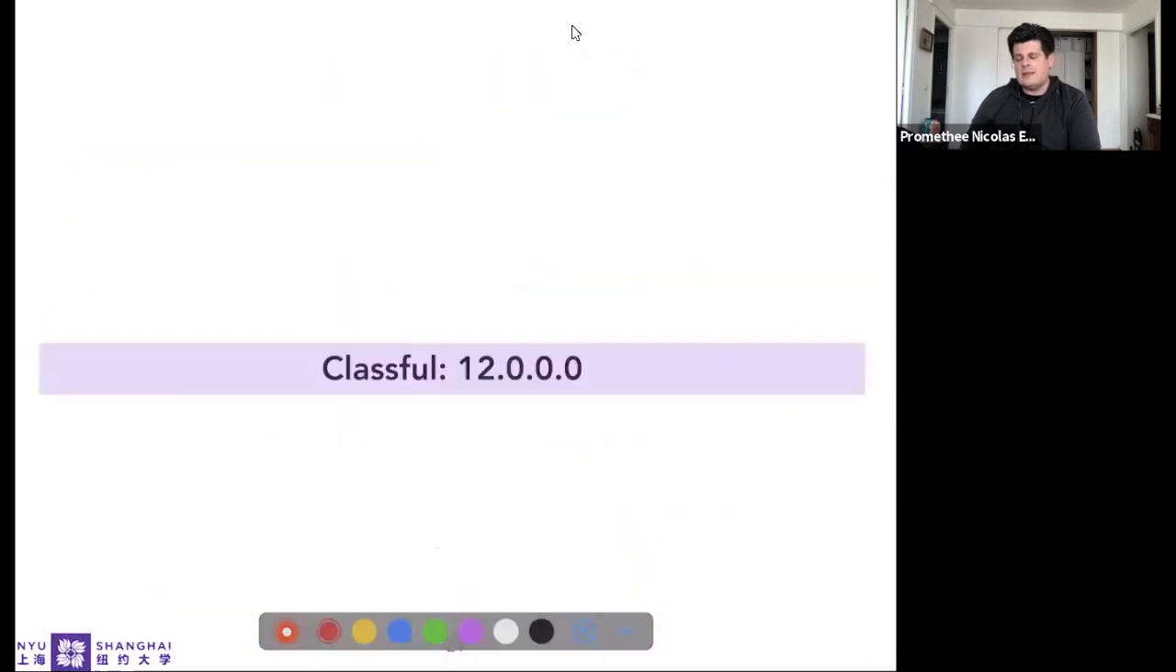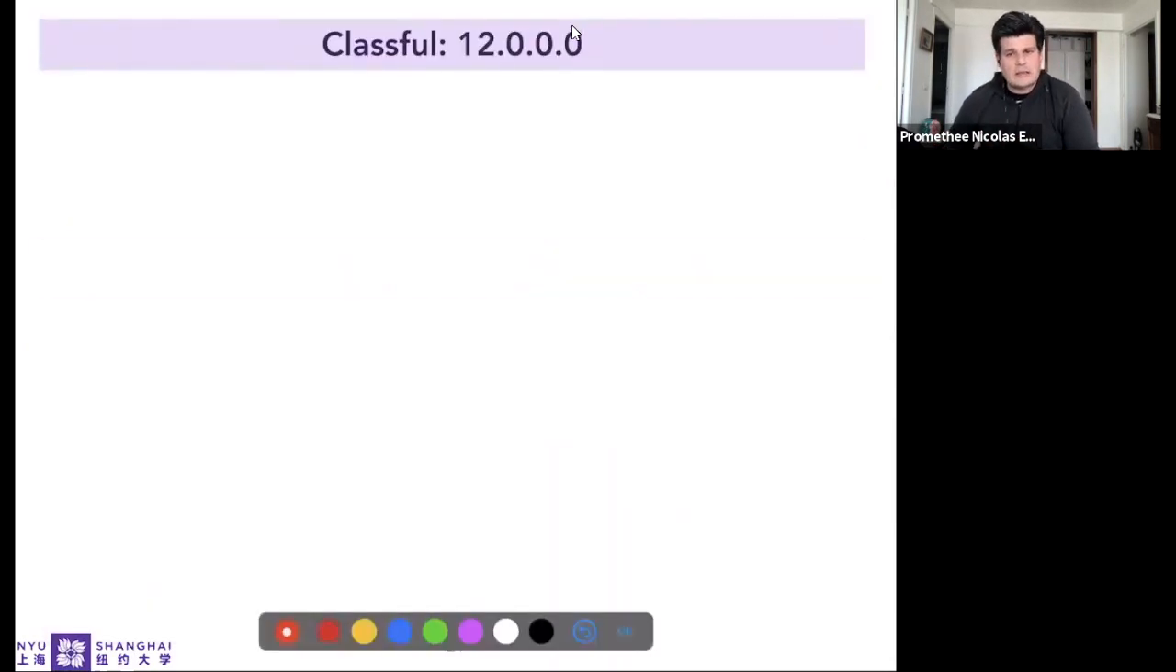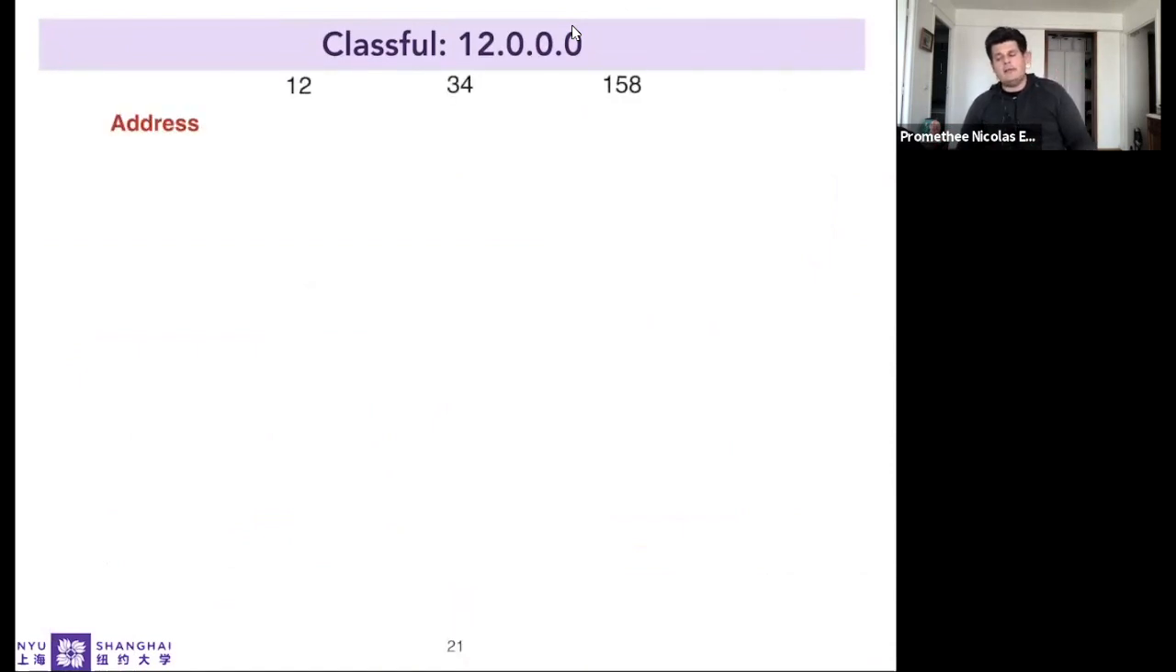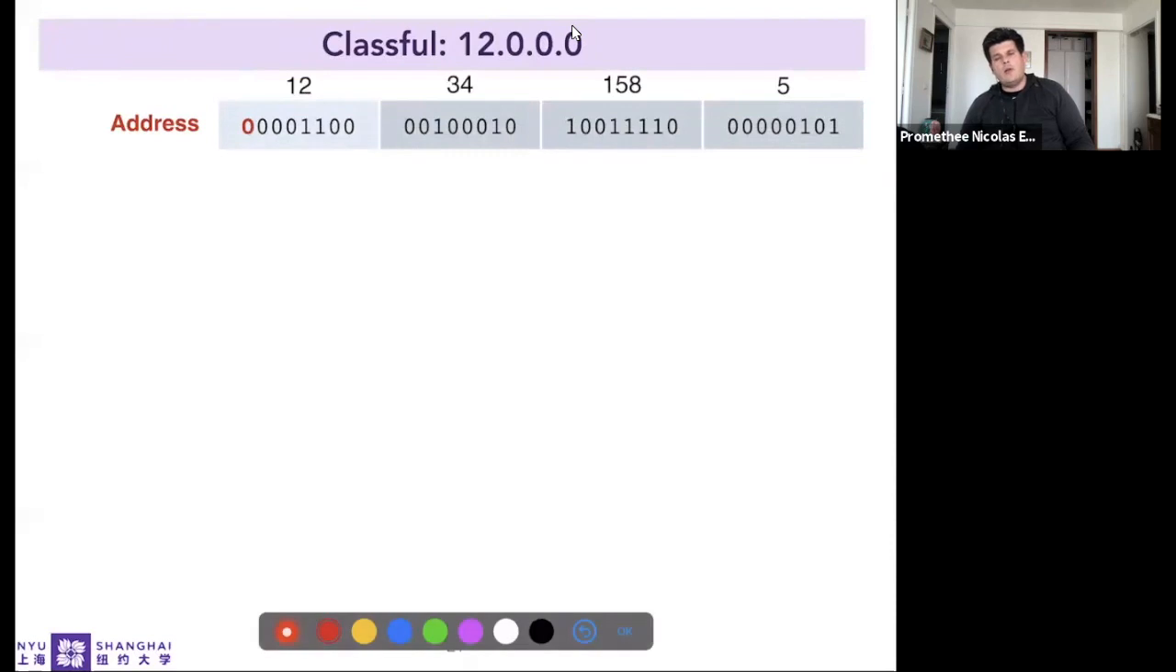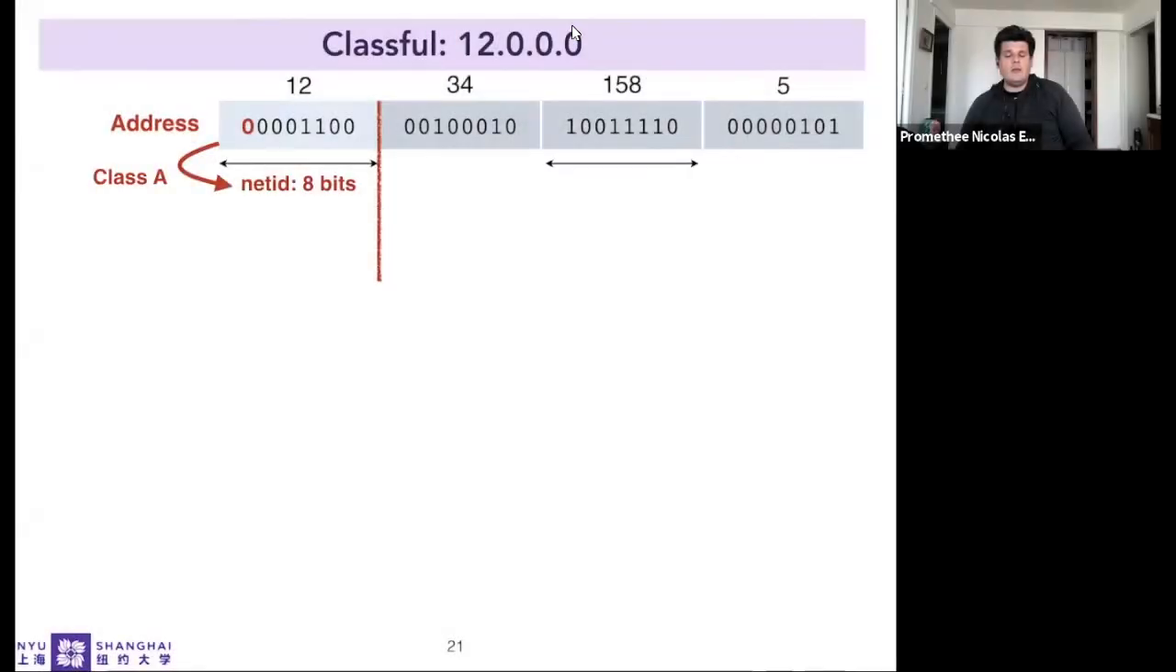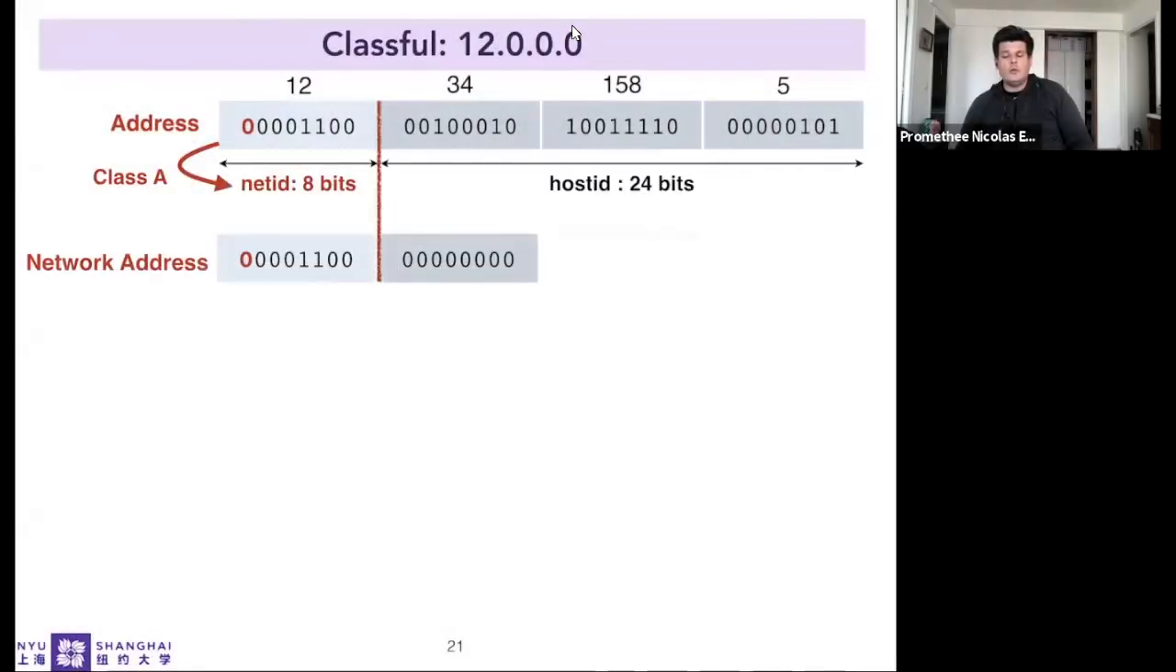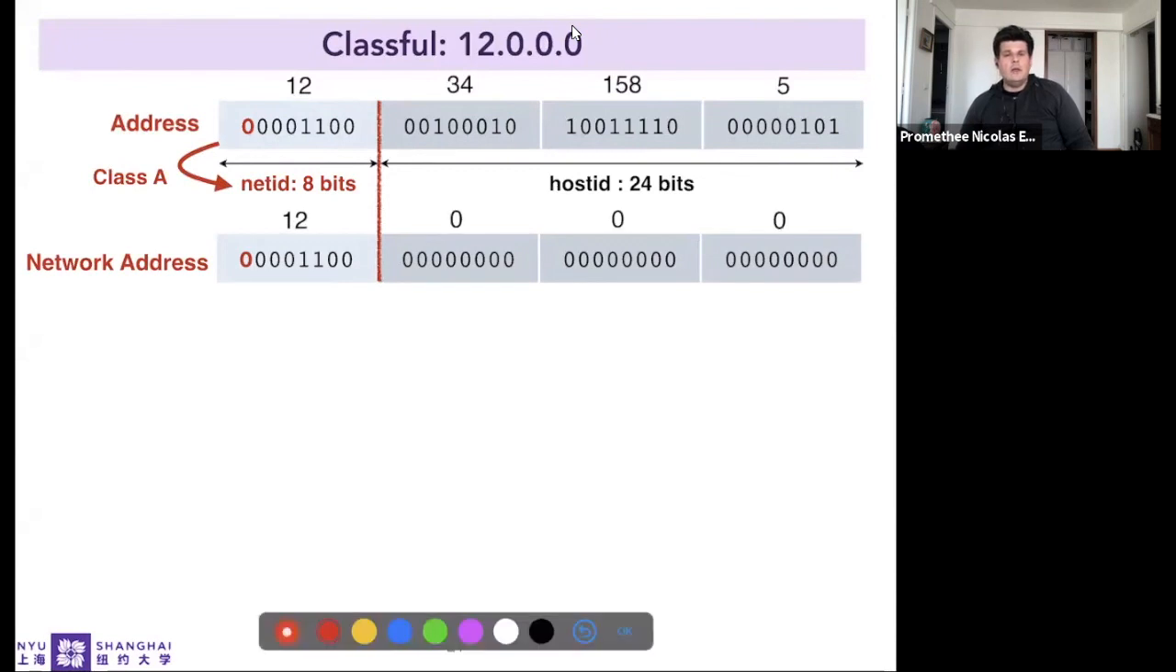Okay, so let's take an example. Let's say we use classes, like we are back in the 80s. The classes tell me that we have this IP address. Let me look at the first bit. Oh, the first bit is a zero. It means that the class is A, and the prefix is 8 bits long. So if I want the network IP address, it is the first byte followed by only zeros. And that is the IP address of my network.